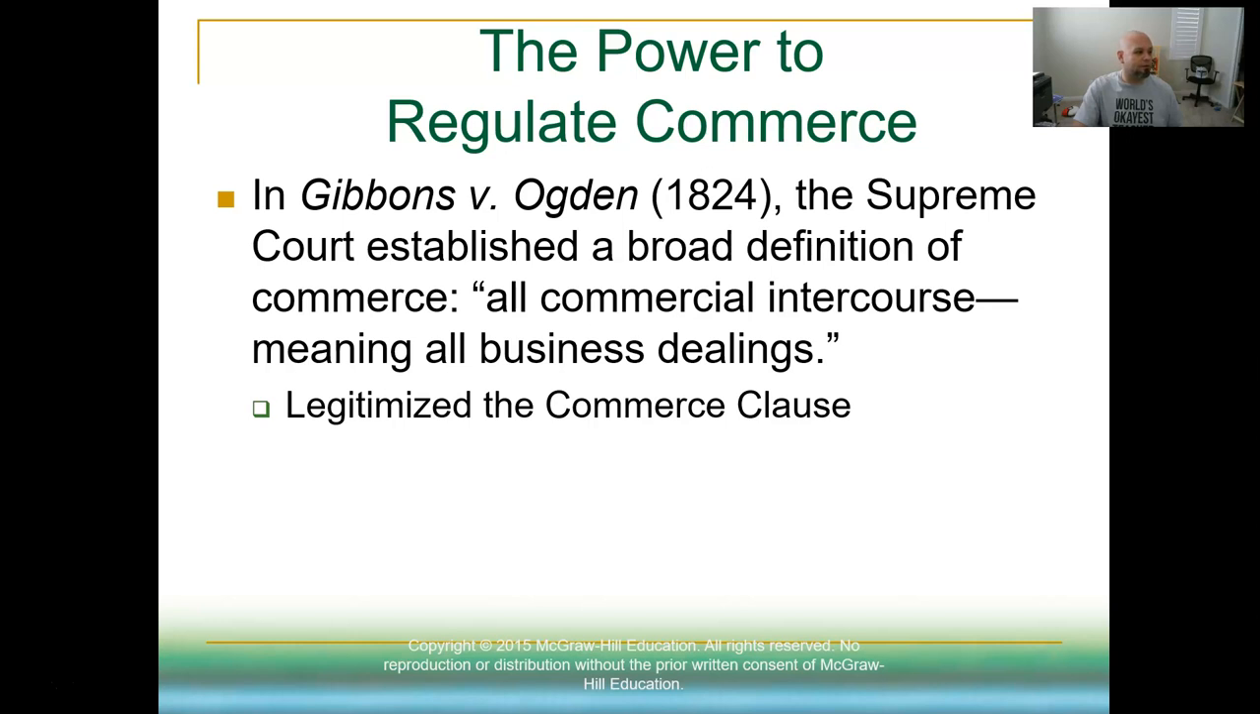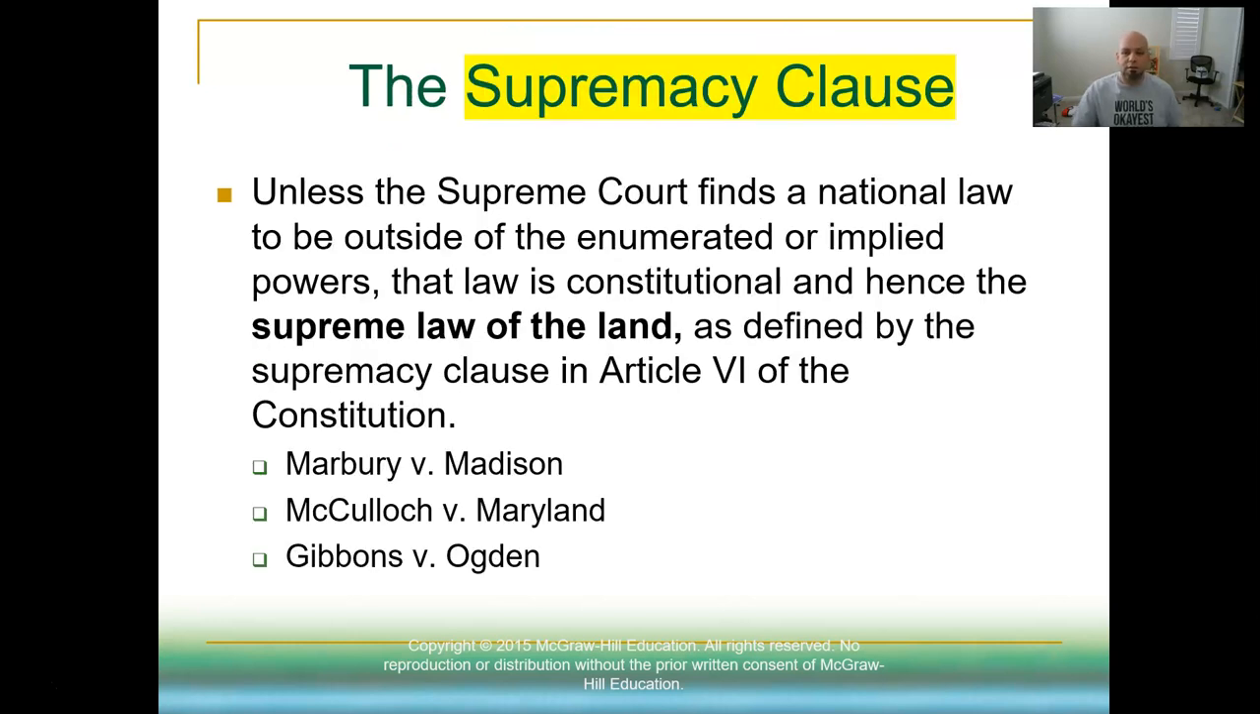Then we also have Gibbons versus Ogden, where there was a challenge to the Commerce Clause. And this brings us to the Supremacy Clause. So all these cases, Marbury versus Madison, McCulloch versus Maryland, and Gibbons versus Ogden, and this is one of your key terms, Supremacy Clause, give legitimacy to the Supremacy Clause. It's in the Constitution. It says there that the national government is supreme, that if there's a dispute between states or between the state and the national government, ultimately the national government is the right one.